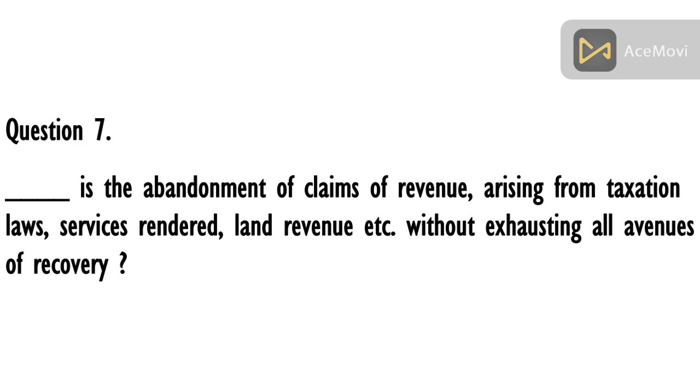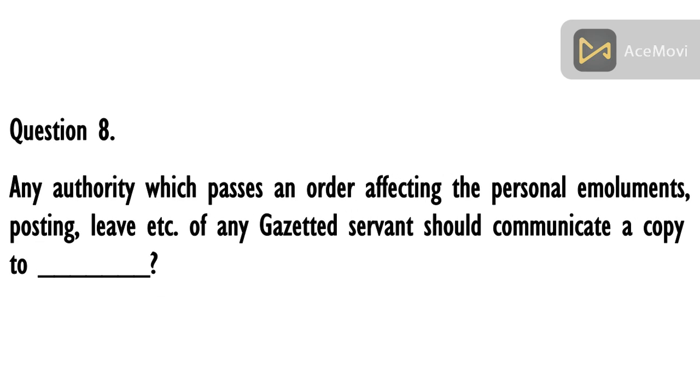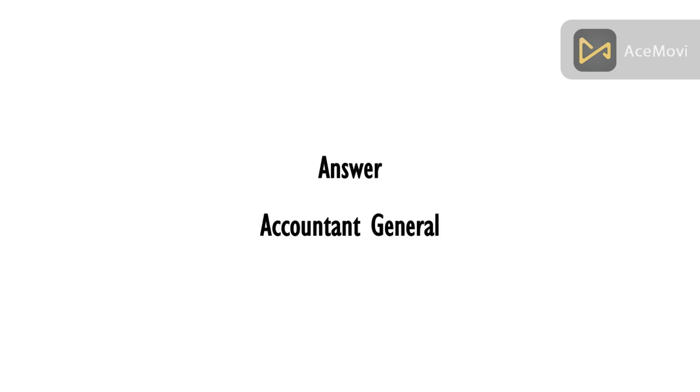Question 7. Which is the abandonment of claims of revenue arising from taxation laws, services rendered, land revenue, etc., without exhausting all avenues of recovery? Answer remission of revenue. Question 8. Any authority which passes an order affecting the personal emoluments, posting, leave, etc. of any gazetted servant should communicate a copy to whom? Answer Accountant General.